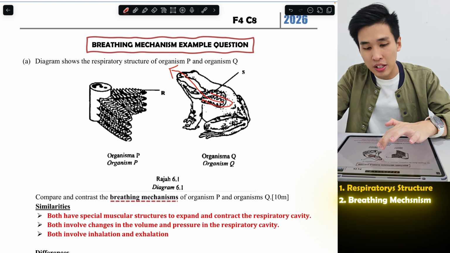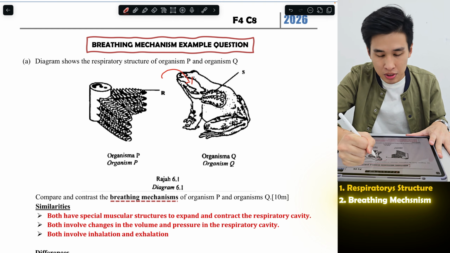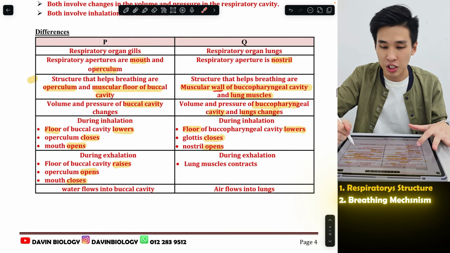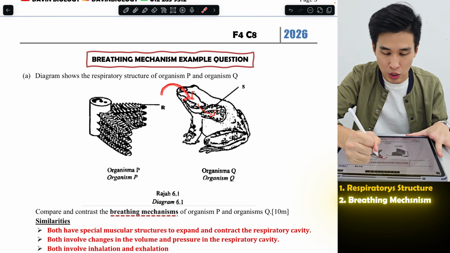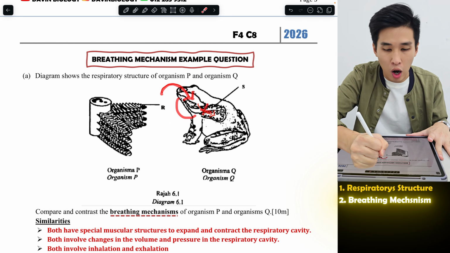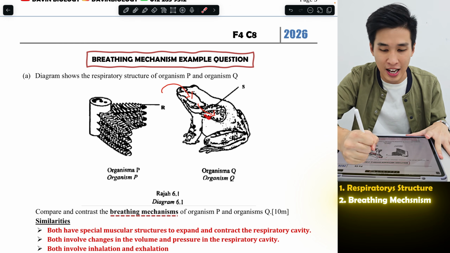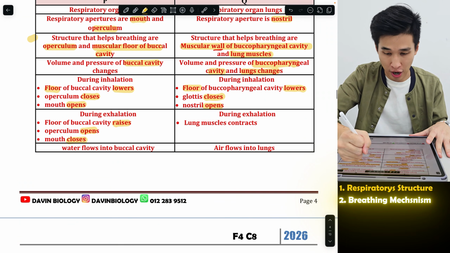Okay, so inhale got two steps. From outside, enter to mouth, mouth into lungs. But when we compare, for the inhalation, we just mention how the air enters the mouth can already. So that's why just now we just say the mouth floor lowers, glottis close, nostril open. But for exhale, I still just use the lungs and push the air out. That's why exhale is lungs contract.